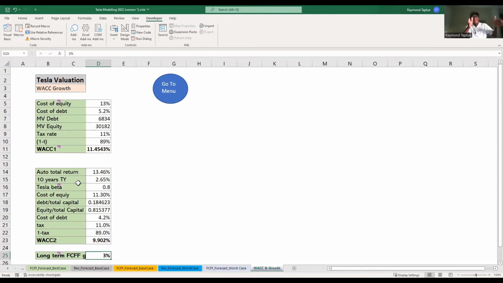So I divided the share price of Tesla from 2010 to 2022, and I said, okay, what area of the chart is the best representation of what we may expect in the future? This is how I determined this cost of equity, which is about 13% for the first period WACC. For the cost of debt, using the balance sheet and income statement, I determined the cost of debt to be about 5.2%.